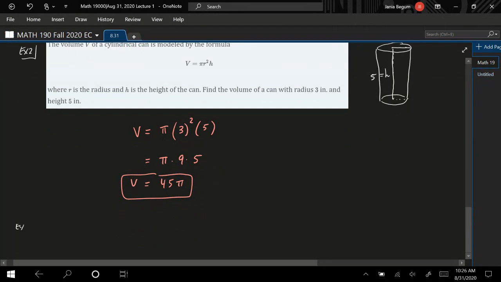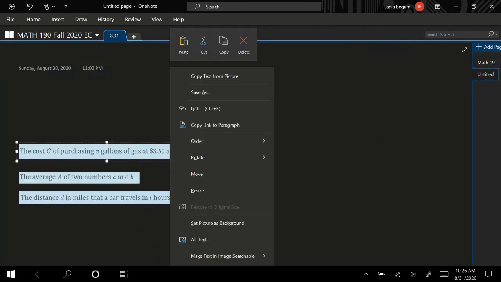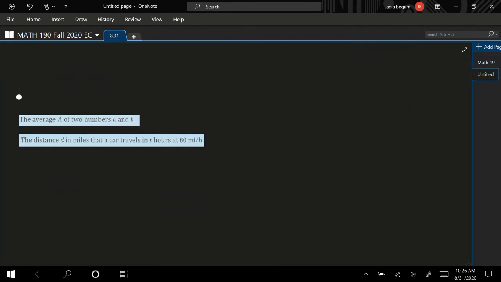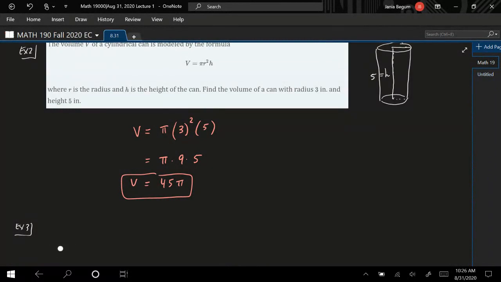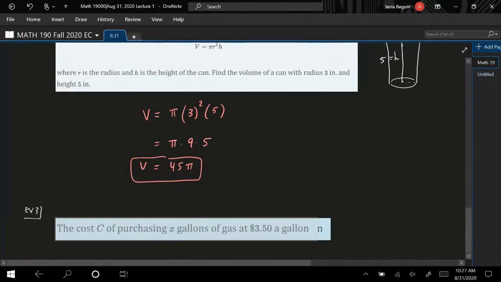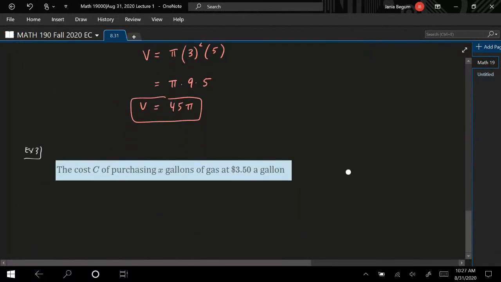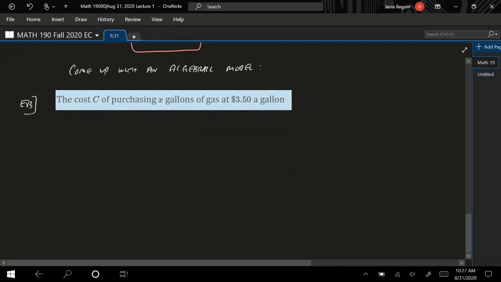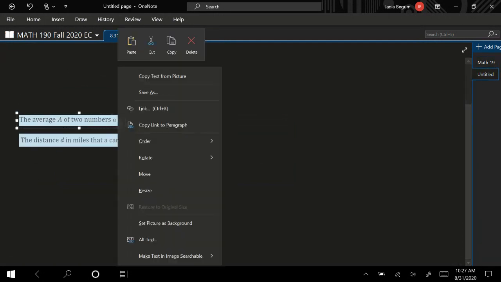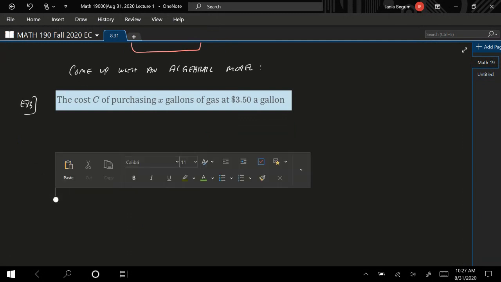All right. Here's another example. Let me put that down here for you. For the remaining ones, you want to model and come up with an algebraic formula. Let me give you a couple seconds to do that. Okay, so come up with an algebraic model. And here's the next one. I'm just going to put them all on one page, that way we have it all together.